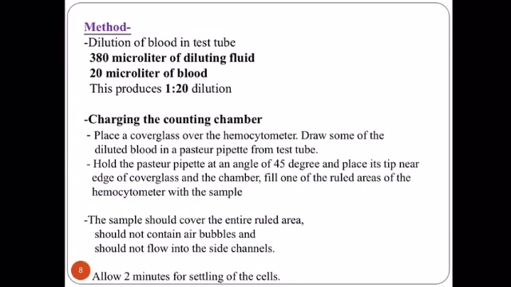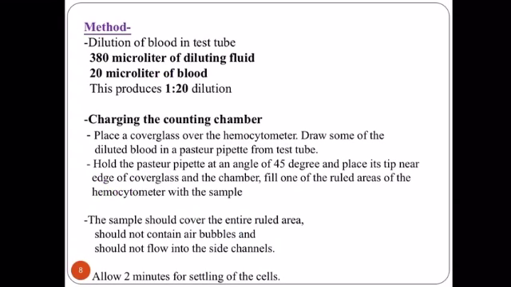Method of dilution of the blood in the test tube: first, take 380 microliters of the diluting fluid and 20 microliters of blood. This gives a dilution of 1 in 20.